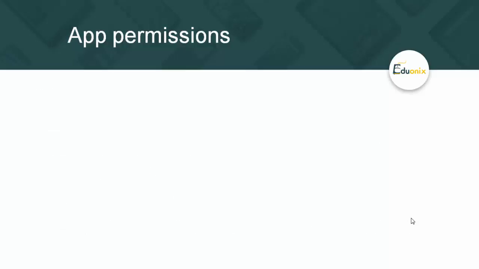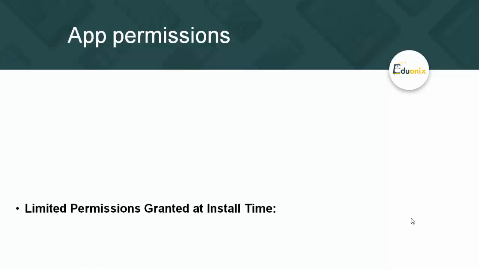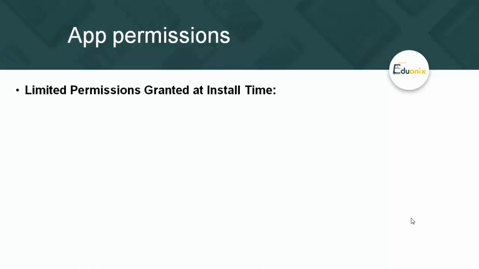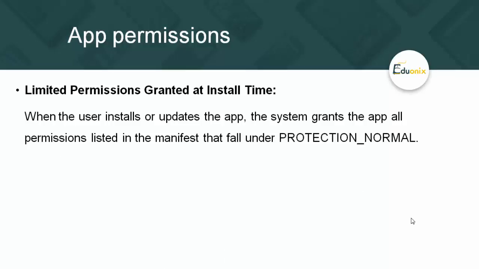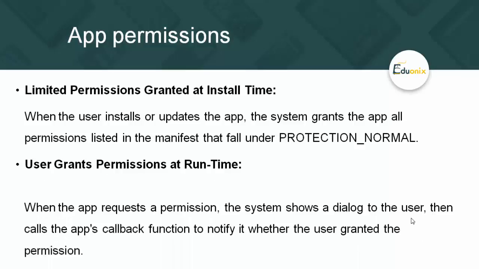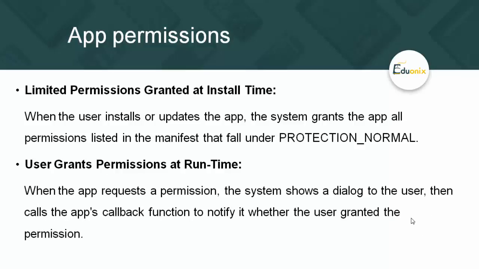Even though permissions are granted by the user at runtime, they're still required during installation. In this case, limited permissions can be granted during installation. When the user installs or updates the app, the system grants the app all permissions listed in the manifest that fall under Protection Normal. For example, alarm clock and internet permissions fall under Protection Normal, so they are automatically granted at install time. The new feature in Android M is that you can specify that the user grants permission at runtime. When the app requests a permission, the system shows a dialog to the user, then calls the app's callback function to notify it when the user granted the permission.